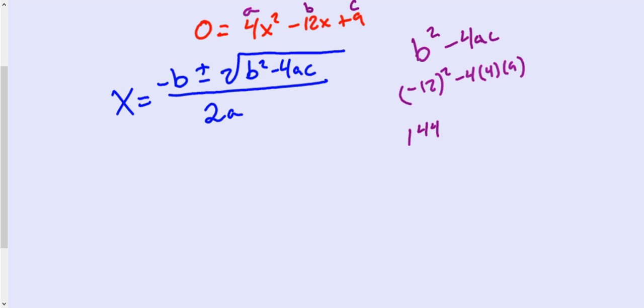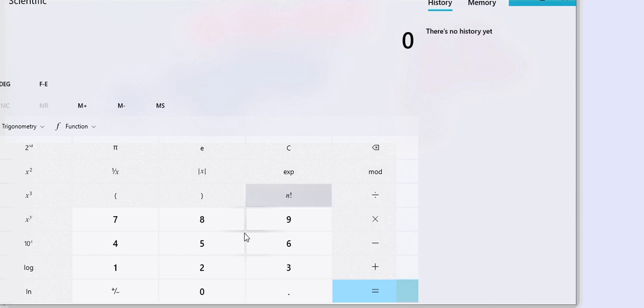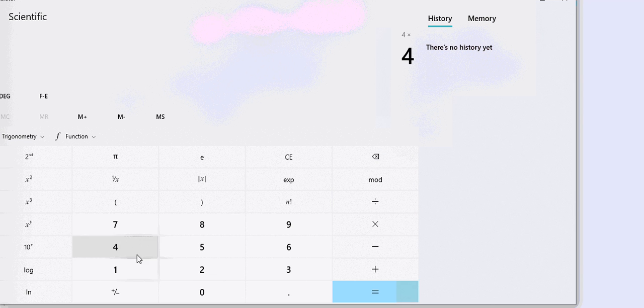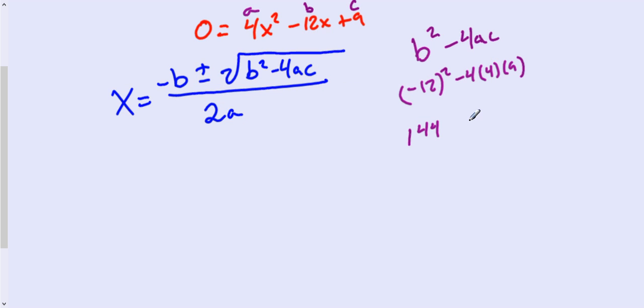So we're just going to multiply 4 times 9. It's also 144. That's kind of cool. Negative times positive, so it's still a negative. We end up getting 0 underneath, which means this quadratic has a double root.